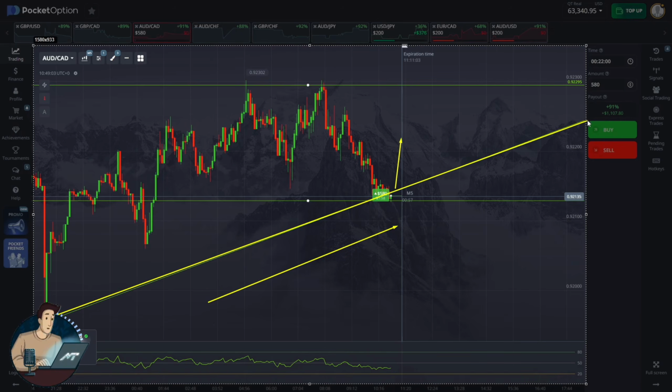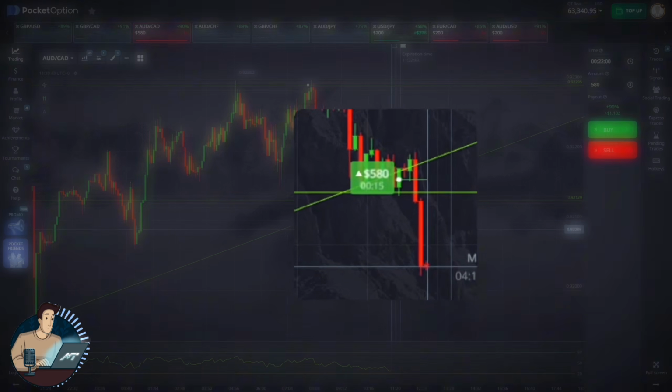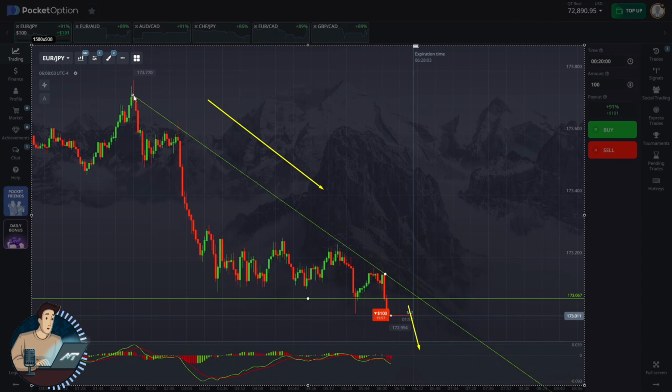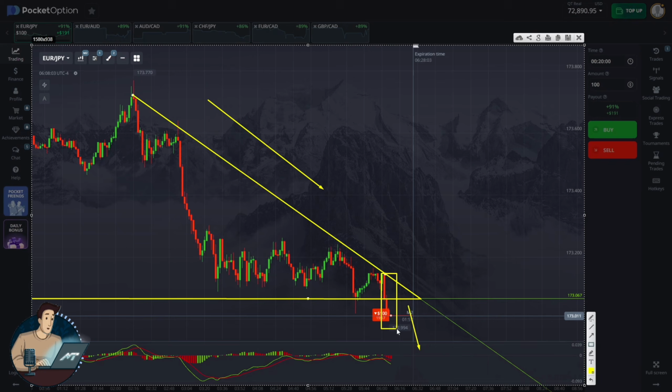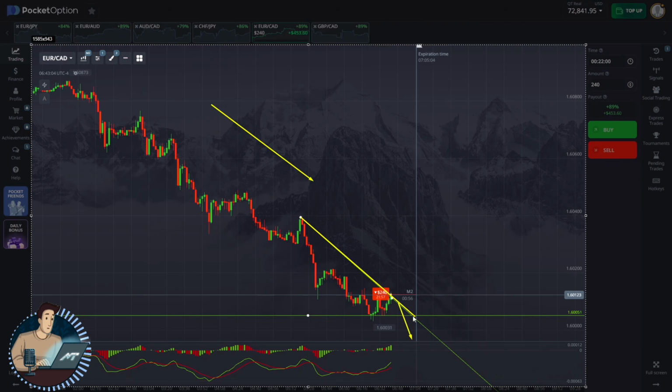Most traders, and I mean most, draw trend lines completely wrong, and they keep losing because of it. Not because their strategy is bad, not because the market is against them, just because of this one thing. So today I want to fix that.